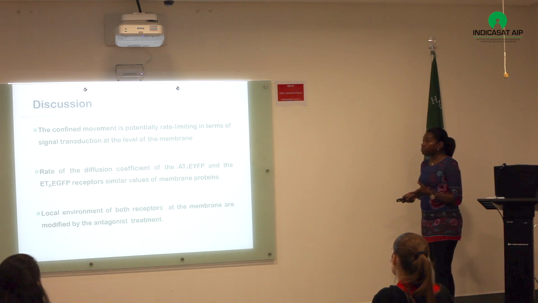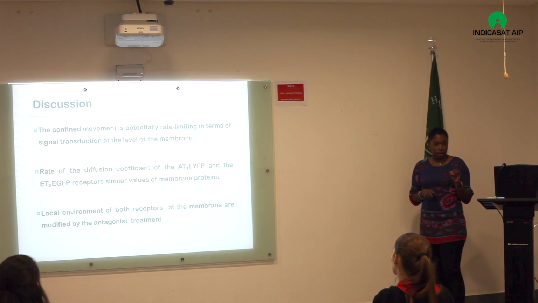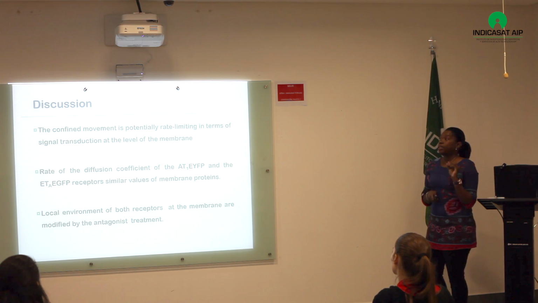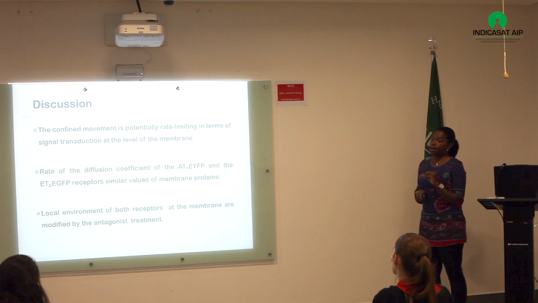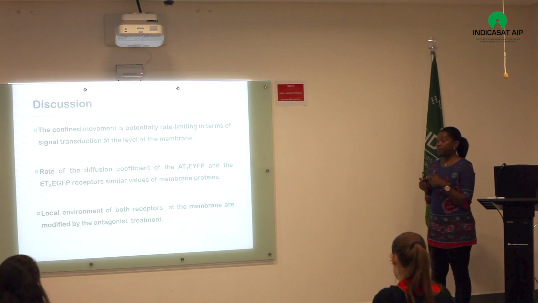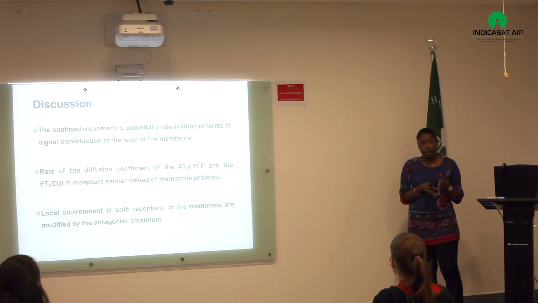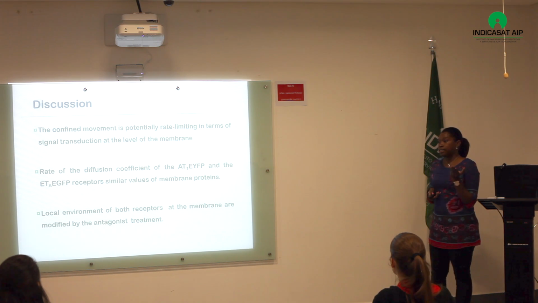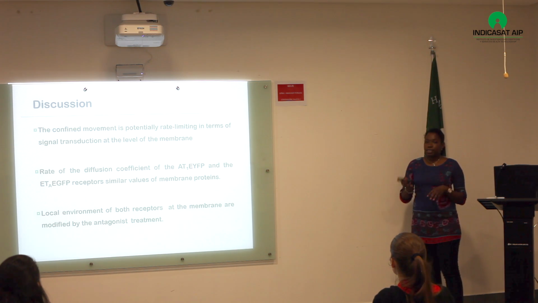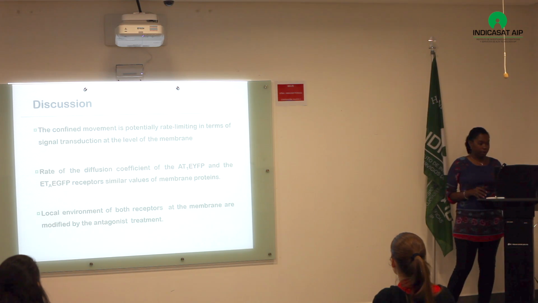From my results, I could say that for both receptors, the AT1-EYFP and the ETA-GFP, confined movement is the predominant mode of diffusion. And the fact that the movement of these receptors is confined means that this mode is a possible rate-limiting process for the signal transduction of this receptor in the plasma membrane.